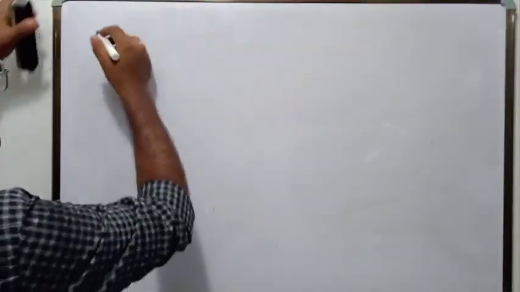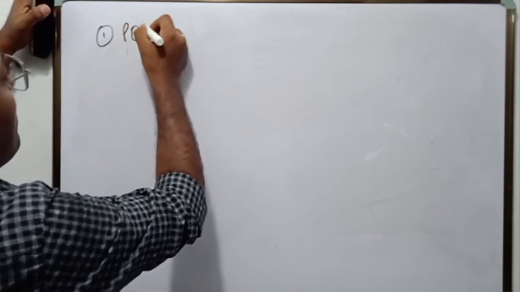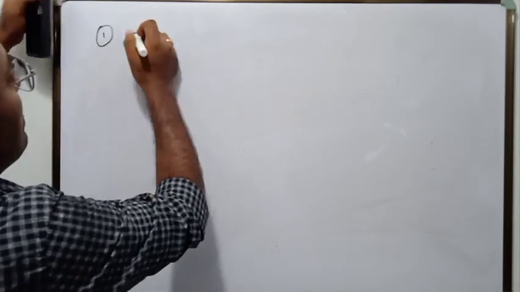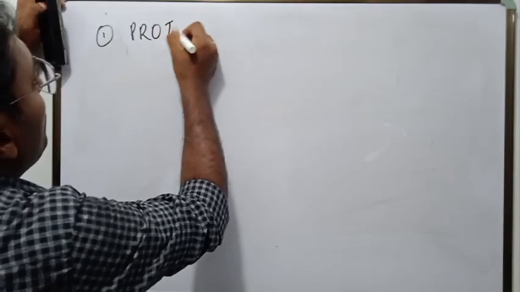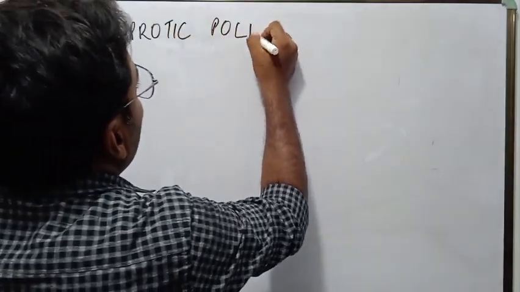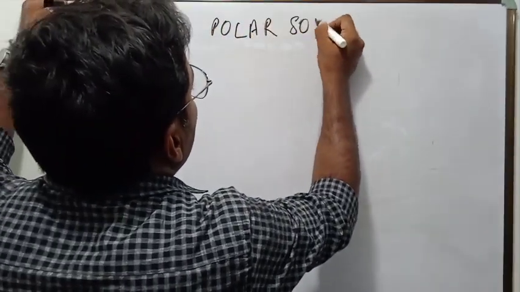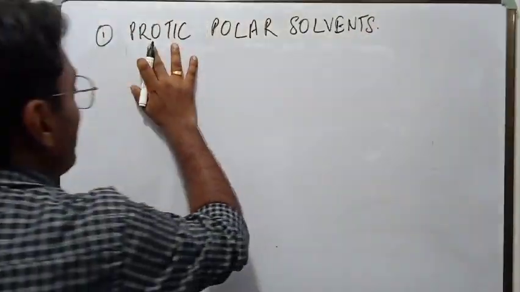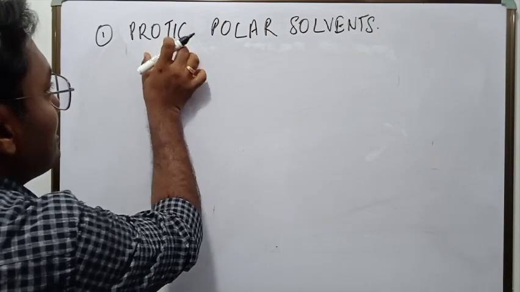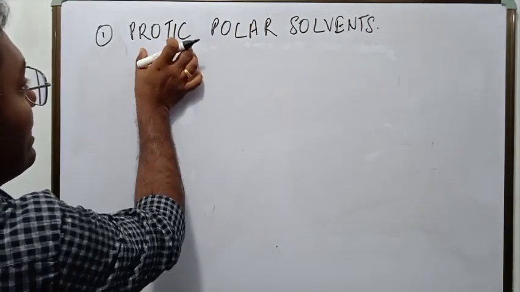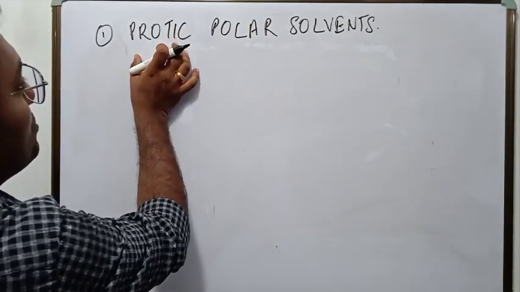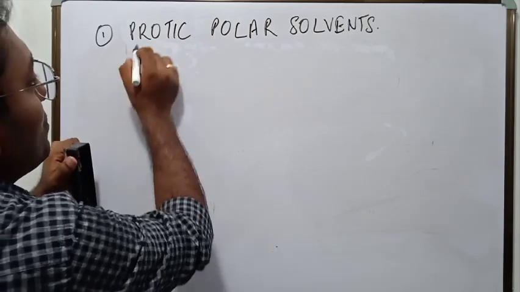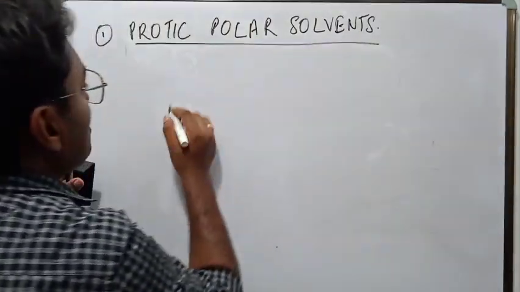protic polar solvents. Protic polar solvents have good polarity. I have explained protic polar solvents. They show hydrogen bonding. They have OH, NH or XH groups. So they show good hydrogen bonding. A very common example of a protic polar solvent is water.